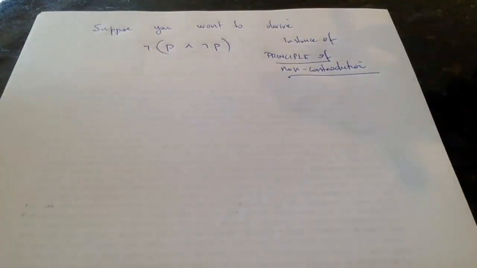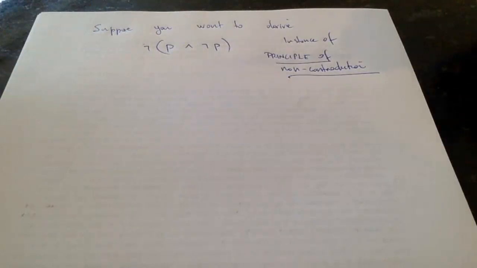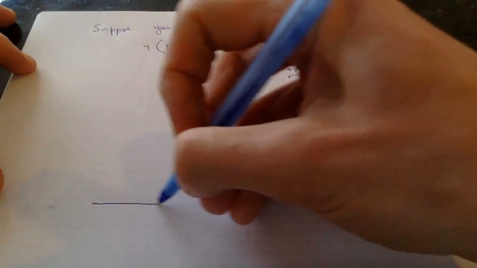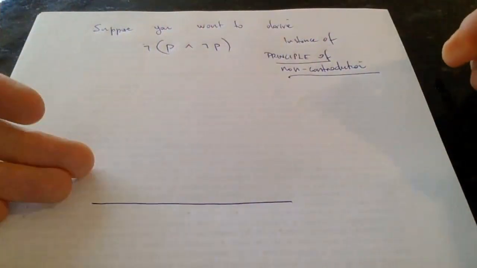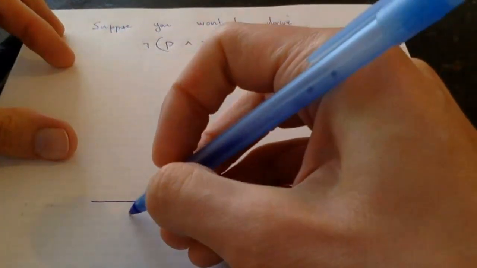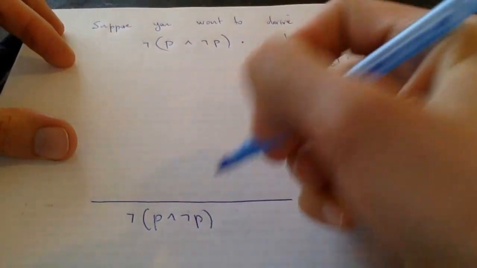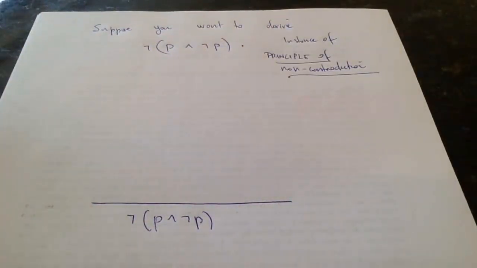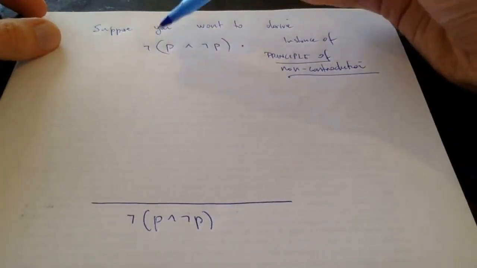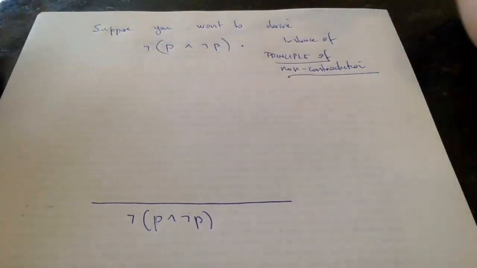And the method is always going backwards. So we want to create a derivation that at the bottom, so I'm going to write it here at the bottom has this formula here. So we need to arrive at the point where we have not P and not P. An important thing to note here is that we have this symbol, this connective, which is the negation.